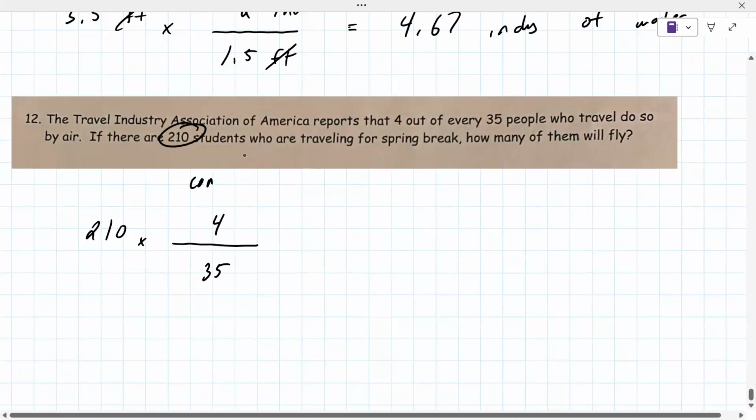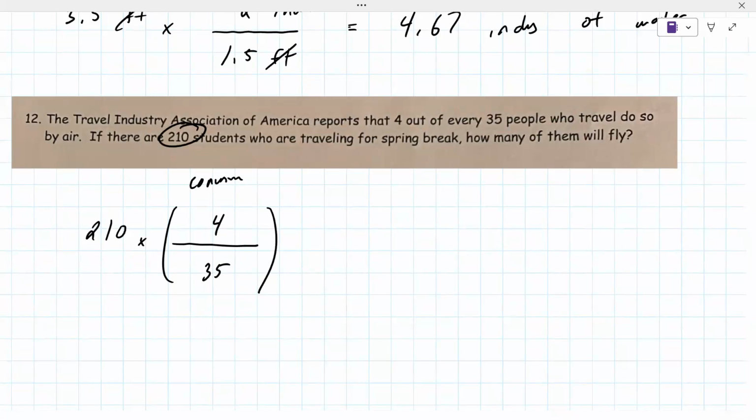Your conversion is typically something you're multiplying by in this case. So I don't know what the rest of them do. I guess I'll just stay home. Or they stay home. Yeah, there's the other option. You don't go anywhere. All right, so it ends up being 24 students end up flying.